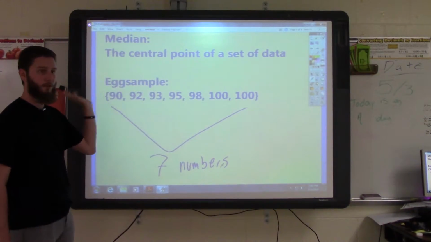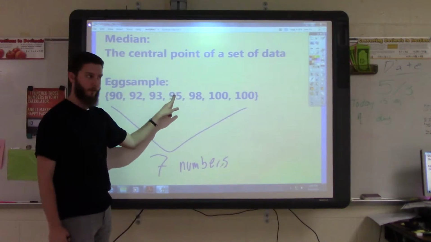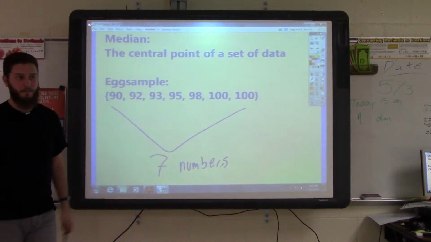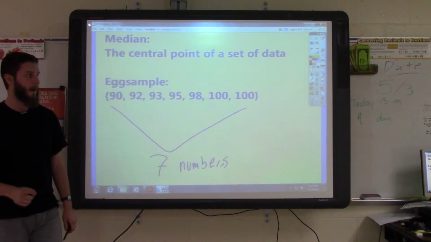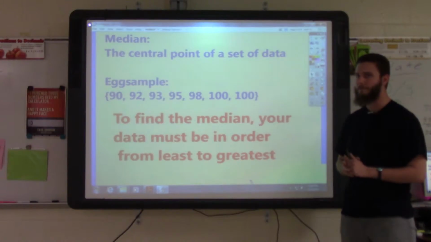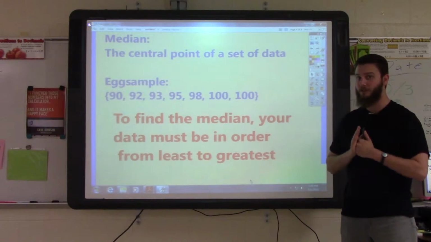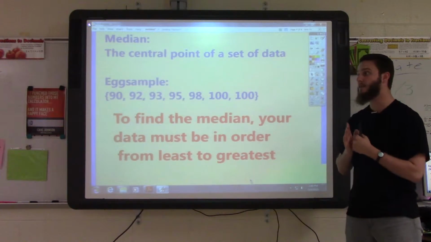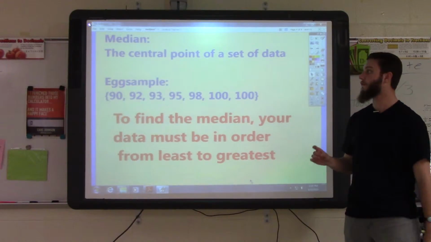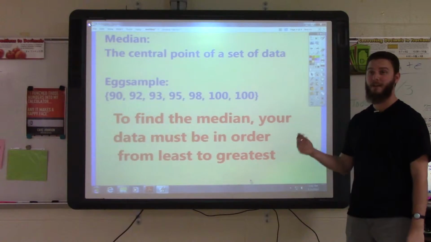So we can count from whichever direction we want. 1, 2, 3. There's our median. 1, 2, 3. There's our median again. It doesn't really matter which direction you count from, but there is one thing that is important about the median. In order to find your median, your data must be in order from least to greatest. You will not be able to find the median nearly as easily, if at all, if all of your data is not listed from least to greatest or greatest to least.